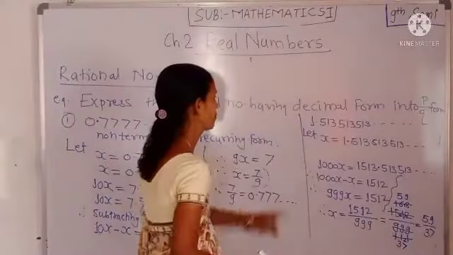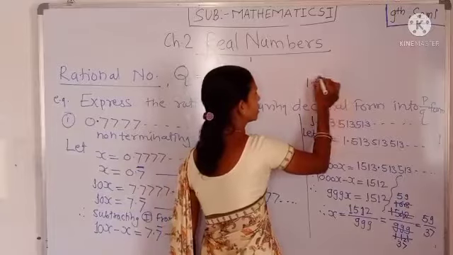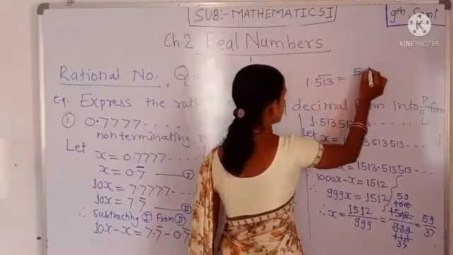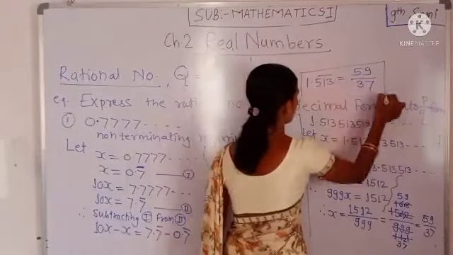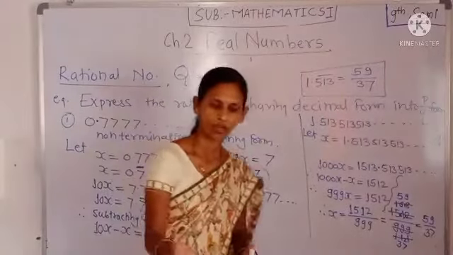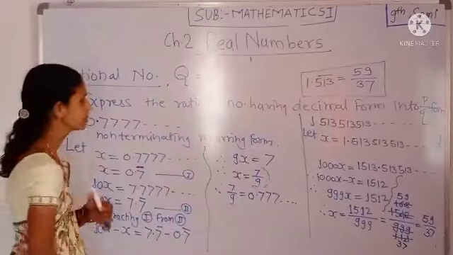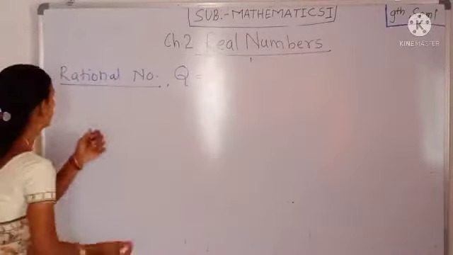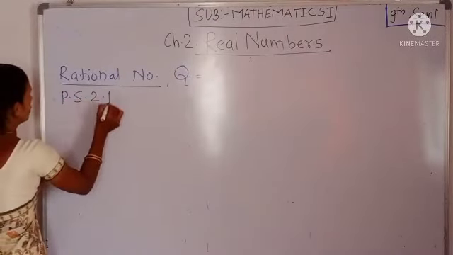That means here 1.513, that decimal form of the rational number, is written in the form of 59 upon 37. That is P upon Q form. You may solve this type of examples from practice set 2.1. Let us solve a few examples from practice set 2.1.